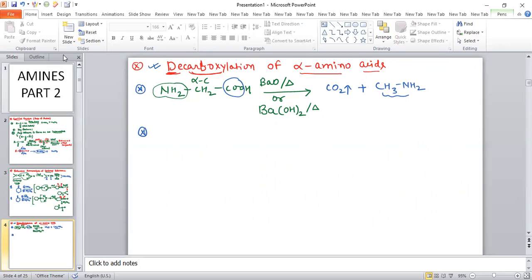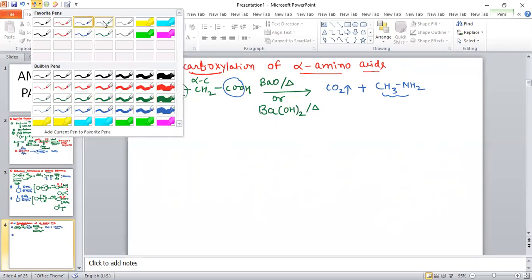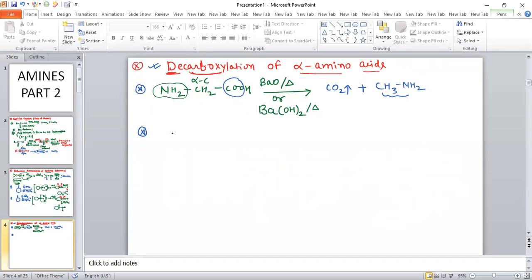In the same way, see another reaction related to this. The other reaction is now CH3, CH, this is NH2, and there is COOH.